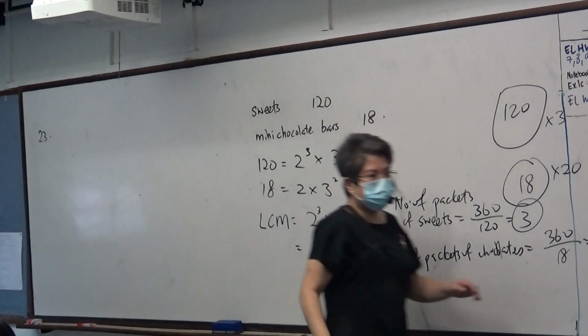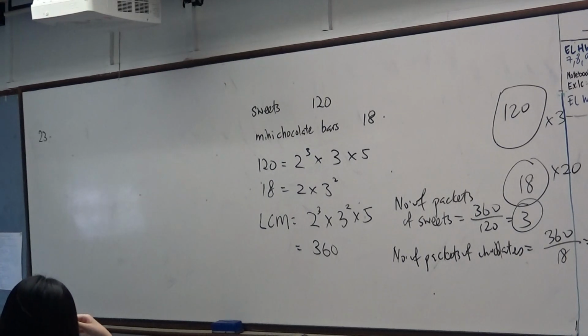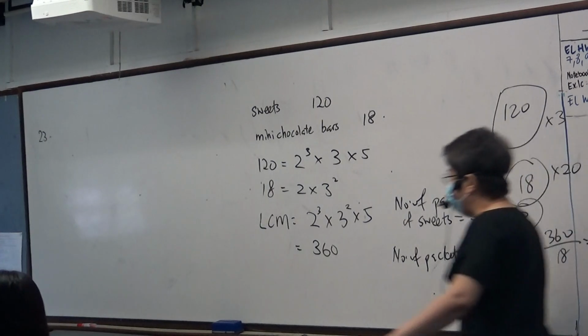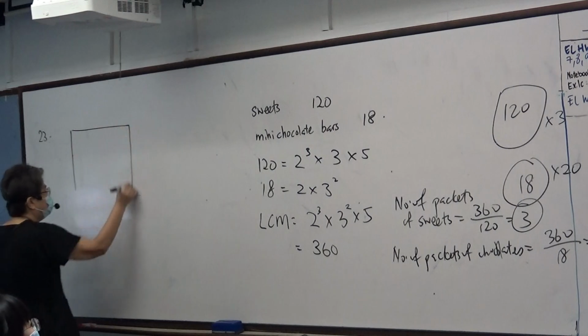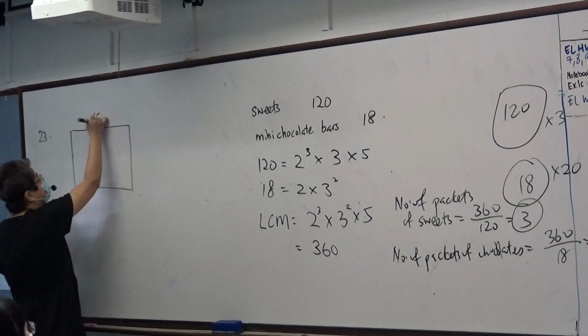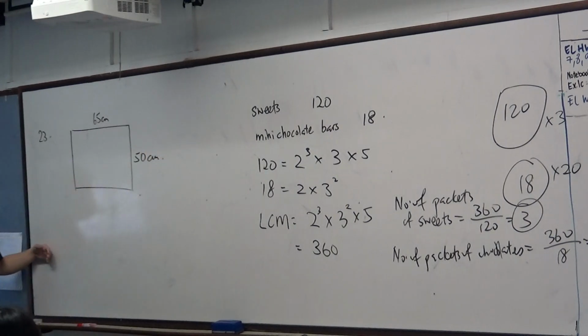Let's take a look at question 23. Kumar wishes to cut the biggest possible squares from a rectangular sheet of paper without any leftover paper. The sheet of paper has a length of 65 cm and a breadth of 50 cm. That means I have a piece of paper. This is 65 cm. This is 50 cm.